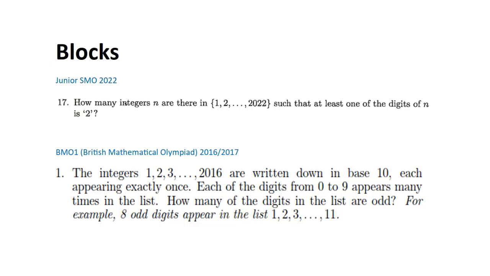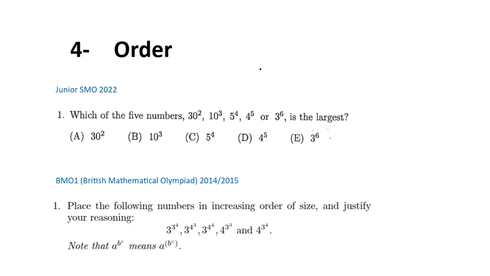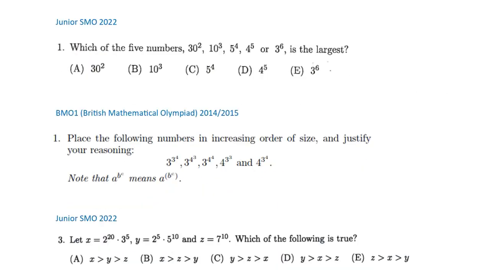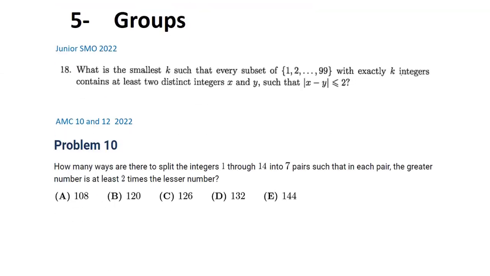Next one is considering blocks. How many integers are there in these, such that at least one of the digits of n is 2. And this problem is from the British Mathematical Olympiad. Both of them can be solved with the same idea. You should know blocks. This idea, because I forgot to say blocks, is idea 4. Okay, order. For all of them, you should consider pairs, and you will see this again in 2023 Junior SMO.